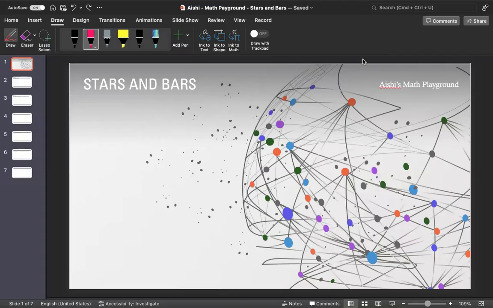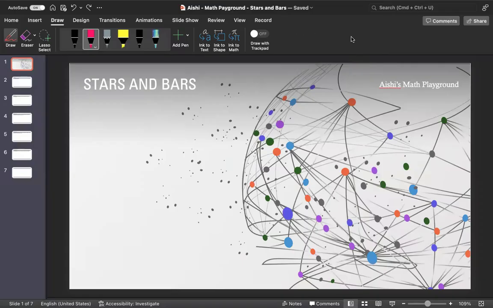Today we'll be doing some stars and bars problems. They're basically permutations and combinations problems, but just a different way to solve them. So we have two basic problems and three challenge problems.